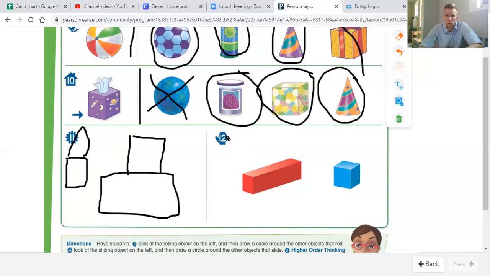Let's look at number 12, okay, because you should be done with your drawing. Remember, it just has to be nice and quick, okay? You don't have to make a perfect drawing. Just two shapes here that have flat sides, okay, that stack. Number 12, it says, draw a circle around the cube. Which one of these two is a cube?